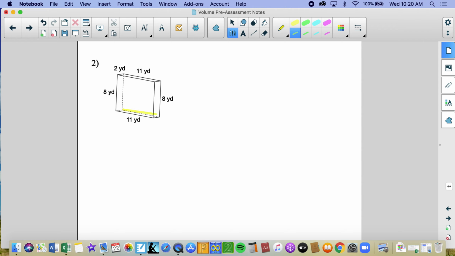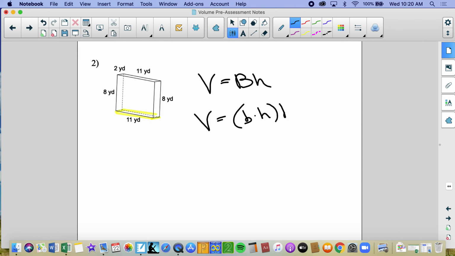I'm going to pick this bottom to be my base, and then its identical parallel base would be up on the top there. But since I have two bases, volume equals big B times H. Shape of my base is a rectangle again. And then the base of that rectangle would be 11 yards. And the height is going to be 2 yards. And just to remind, it's this line, and then we look and see, okay, oh, there we go, 2 yards.